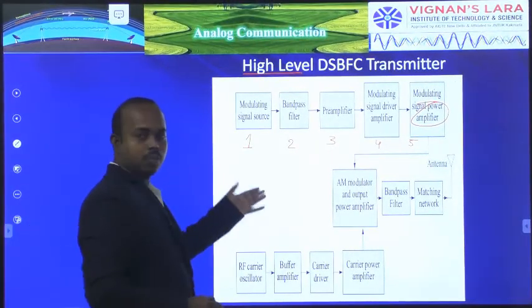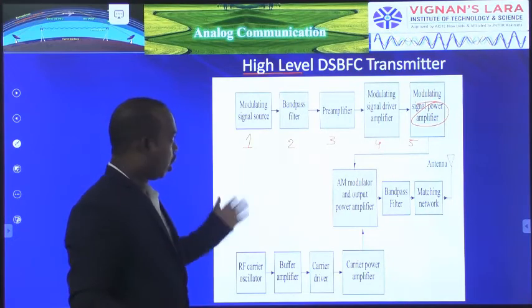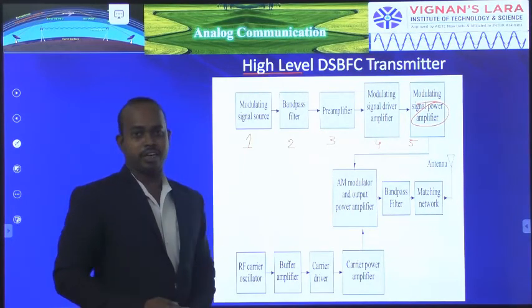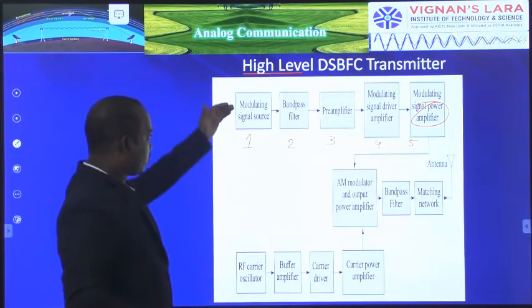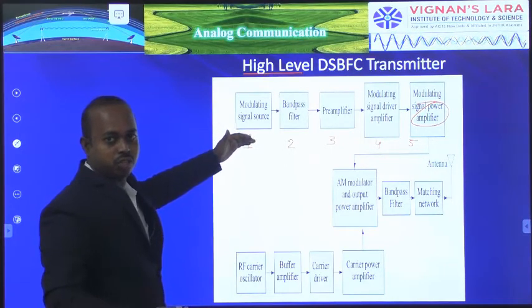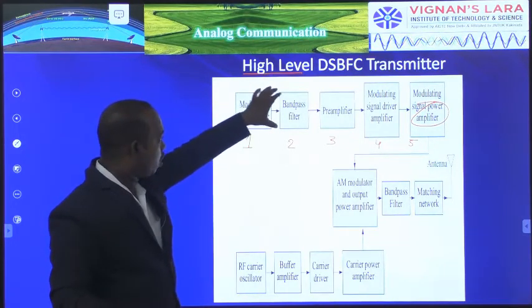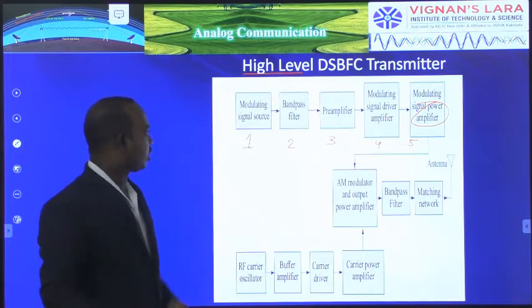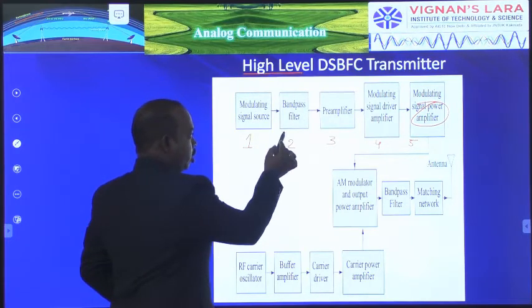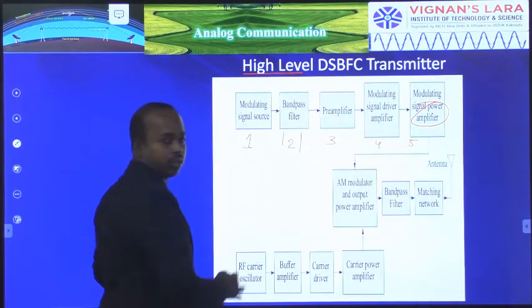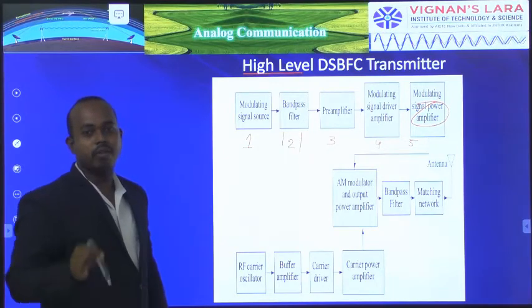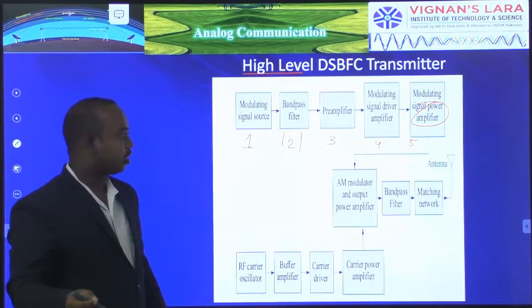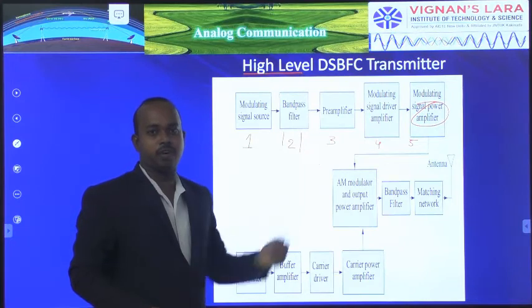The blocks that we already discussed in the low level, the same blocks appear here. The first one is the modulating signal source, the message. The weak signal you can assign to the band pass filter. What the band pass filter does is only allow the band you need. The required band it allows.